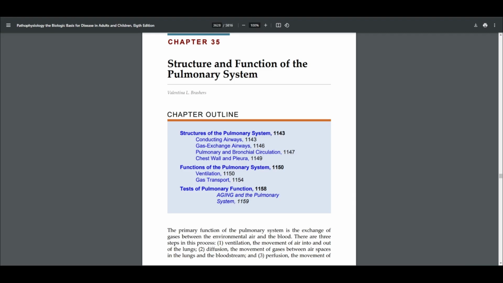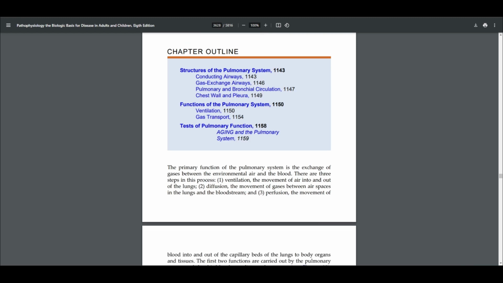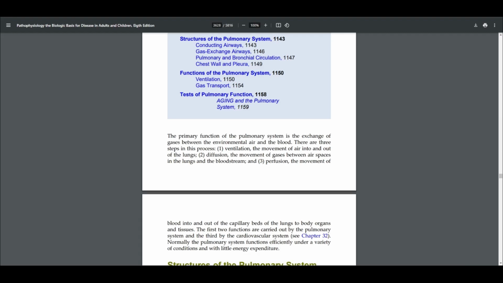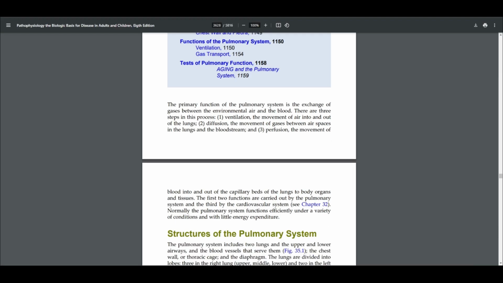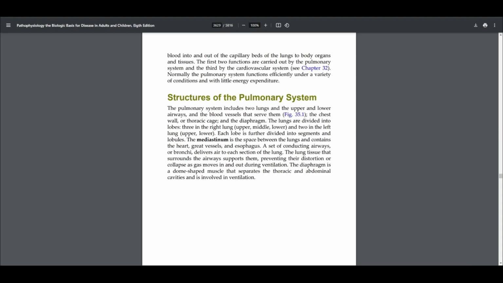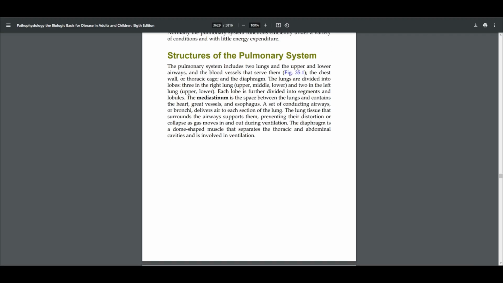So, the primary function of the pulmonary system is the exchange of gases between the environmental air and the blood. There are three steps in this process: ventilation, the movement of air in and out of the lungs; diffusion, the movement of the gases between the air space in the lungs and the bloodstream; and perfusion, the movement of the blood into and out of the capillary beds of the lungs to the body organs and tissues. The first two functions are carried out by the pulmonary system, the third via the cardiovascular system. Normally, the pulmonary system functions efficiently under a variety of conditions and with little energy expenditure.